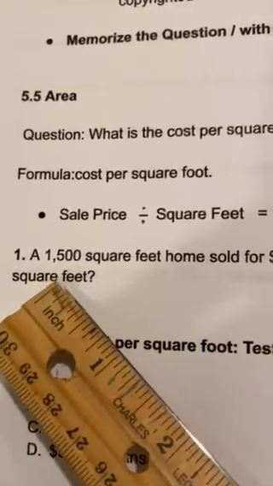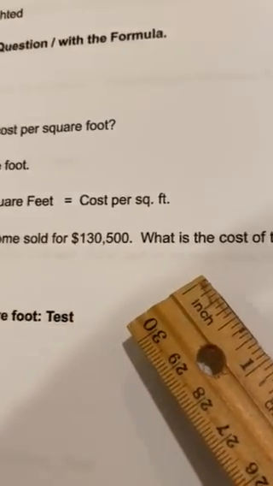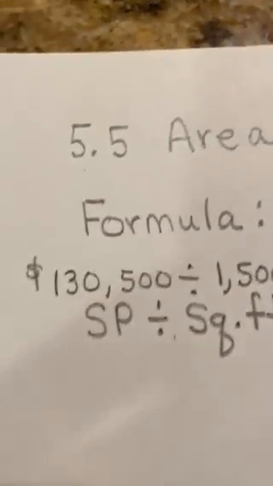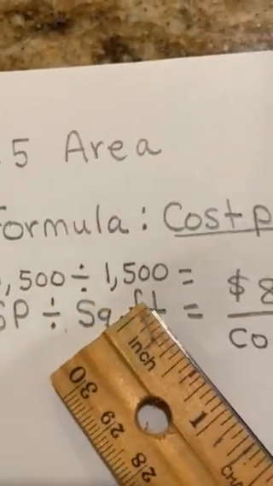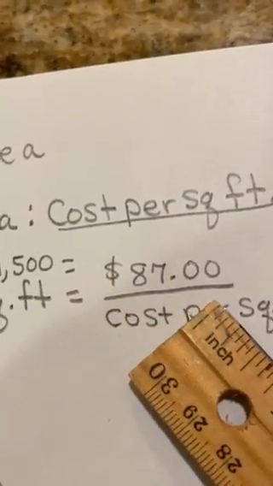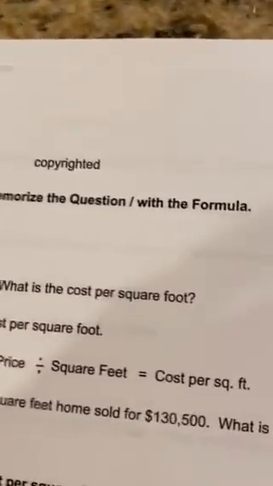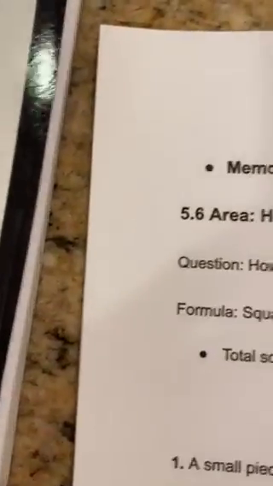Let's do a problem. A 1,500 square feet home sold for $130,500. What is the cost of the house per square feet? Now, when we do this problem, $130,500 divided by 1,500 equals $87 cost per square feet. Now let's do the next to the last one.